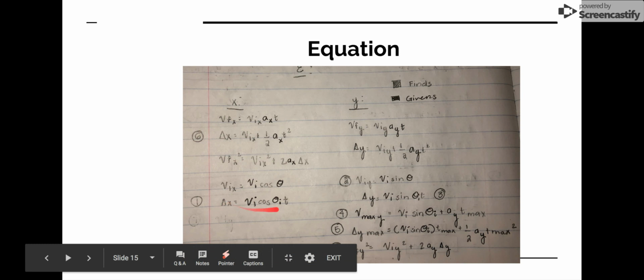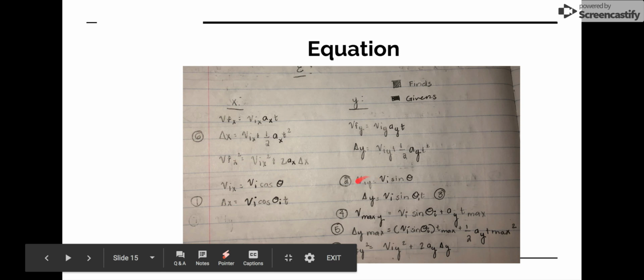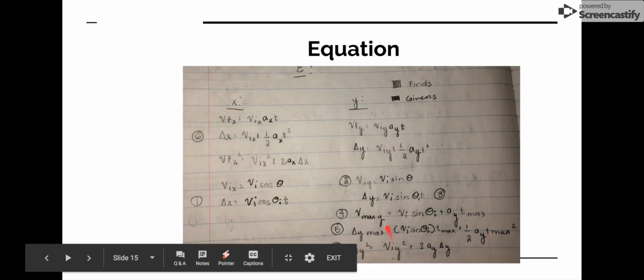Number one is this equation right here. Again, the givens are in pen ink and finds are in pencil. 2 is right here, similar to, and basically I found these two equations by looking at my triangle here and trying to solve for these values.